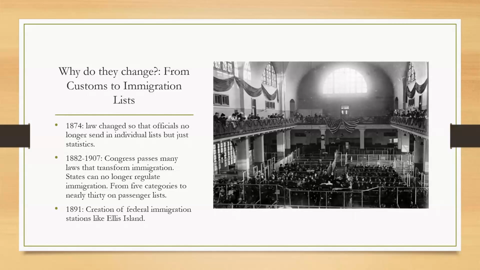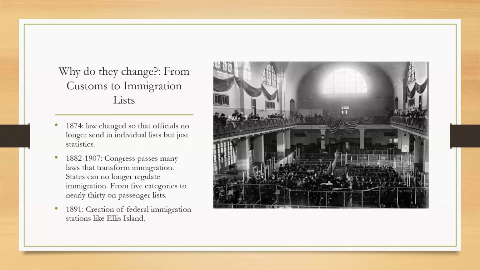In the late 19th century, as immigration continues to explode, Congress passes many laws that have dramatic importance for immigration and for the records regarding immigration. One of the most important is that states can no longer regulate immigration, and that includes cities as well, right? So like Boston and Baltimore, they will not get to make rules about immigrants in the way that they have in the past, which we're going to talk about here in a minute.